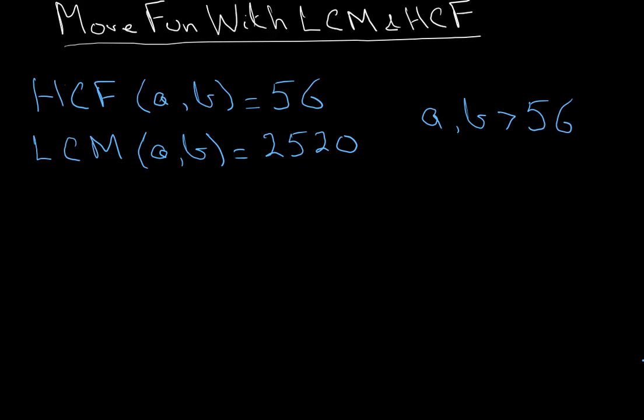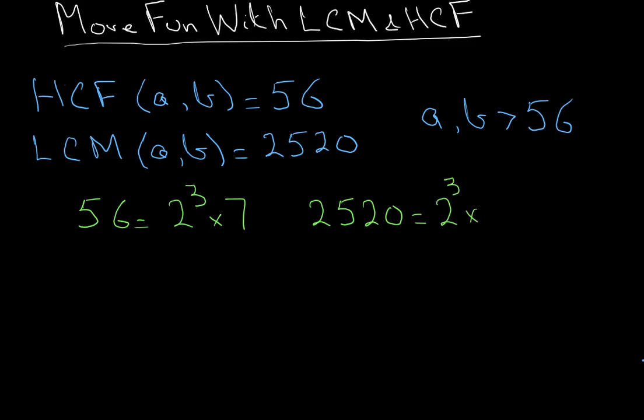So first of all, let's do the prime factorization of 56 and 2520. Fairly easy to do. The prime factorization of 56 is just equal to 2 cubed into 7. And the prime factorization of 2520, a bit more involved, but still can be done, is equal to 2 cubed into 3 squared into 5 into 7.